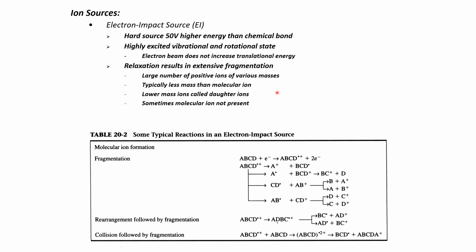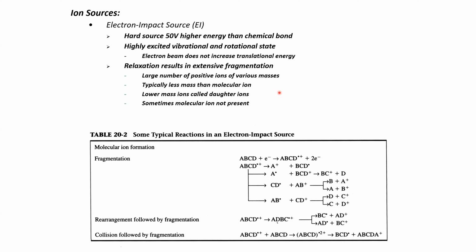Electron impact source, so this is a hard source, 50 volts higher than that of a chemical bond. The result is a highly excited vibrational-rotational state. The electron beam does not increase translational energy, and relaxation results in extensive fragmentation. So we have a large number of positive ions of various masses, typically less mass than the molecular ions.